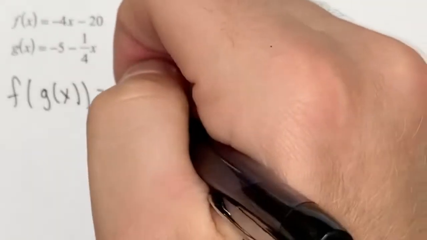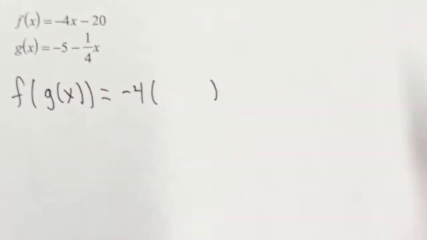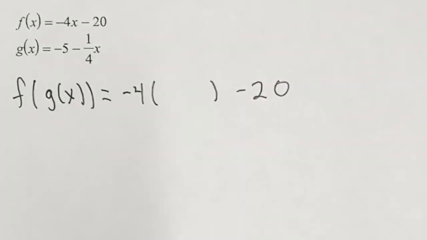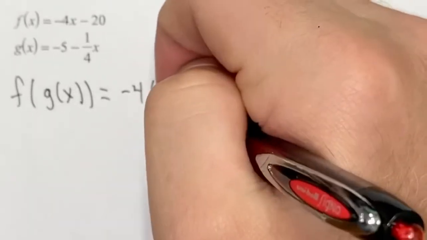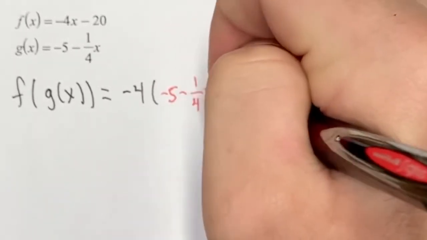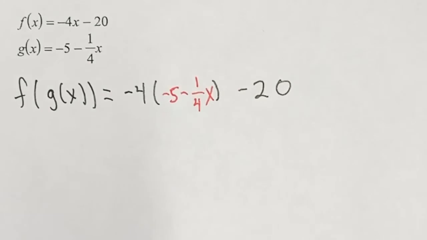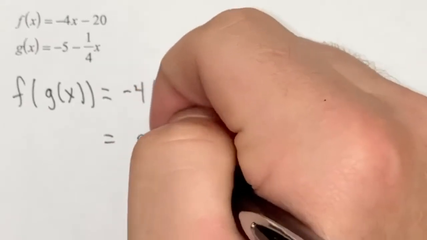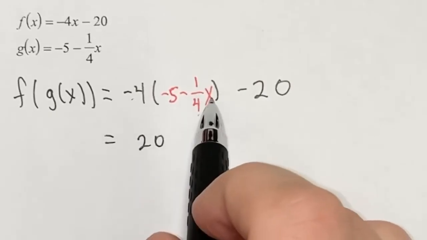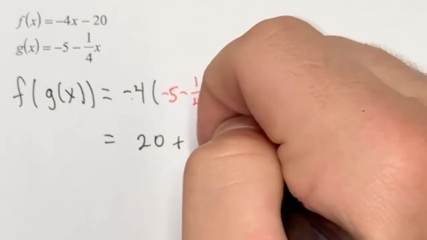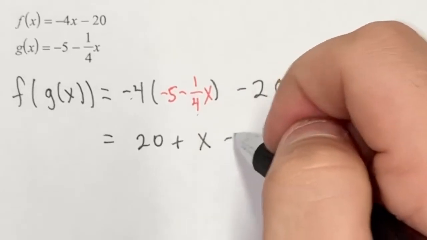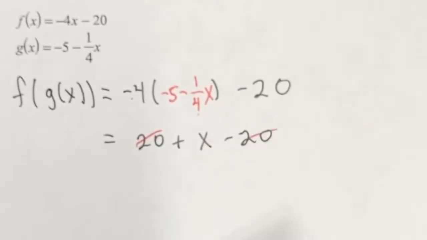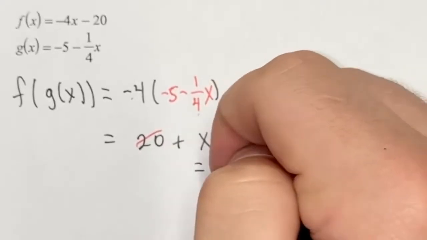F of g of x would be negative 4 times g of x minus 20. G of x in this case is negative 5 minus 1/4 x. We can distribute the negative 4. Negative 4 times negative 5 is positive 20. Negative 4 times negative 1/4 x is positive 1x. And then we have a minus 20 left over. We see that the 20s cancel out, and we are left with x.